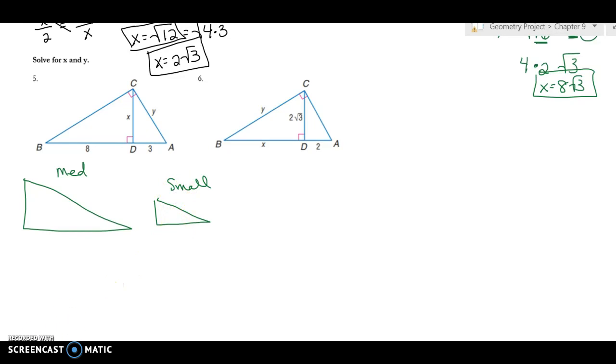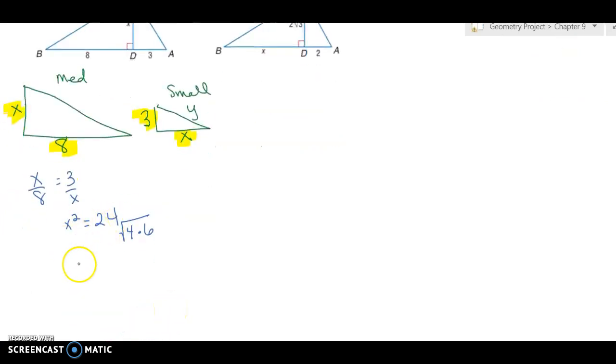and then press play when you're ready. Okay, so what I'm going to work with is the x's. So I'm going to have x over 8 and 3 over x, which is x squared is equal to 24. 24 is the same as 4 times 6. So the square root of 4 is 2. So x is 2 square root 6, because I can't take anything with 6.